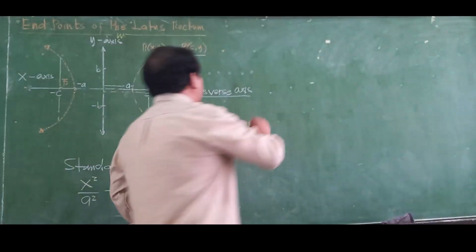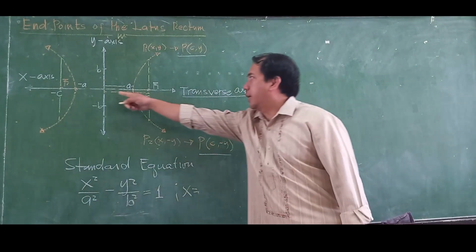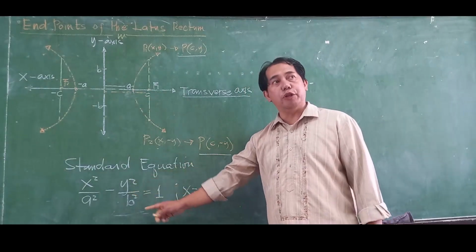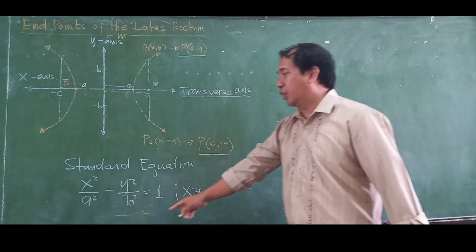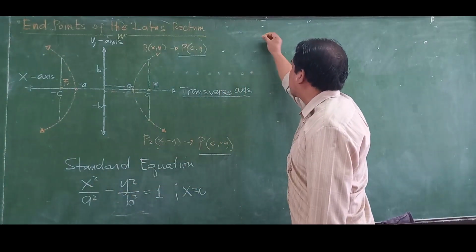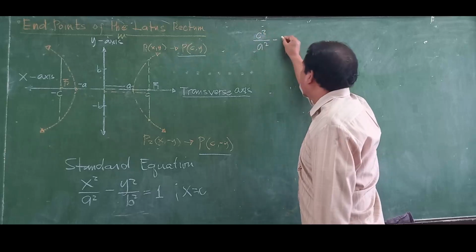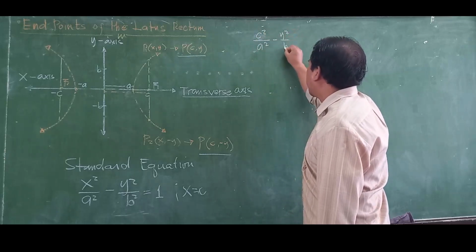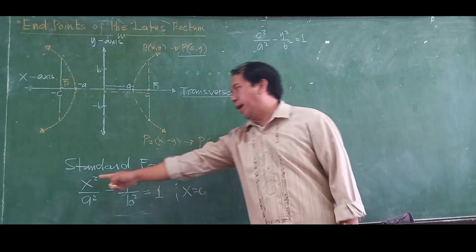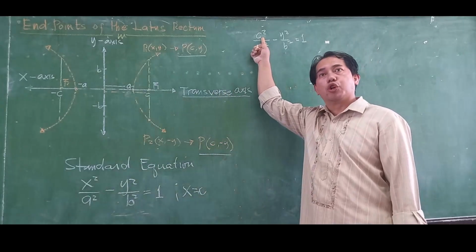Now let's try it here. Notice that in our standard equation, what is our X? That is C. So by substitution, we replace the value of X with C. We have an equation C raised to 2 over A raised to 2, minus Y raised to 2 over B raised to 2, equated to 1. What did we do? We replaced X with its value, which is C, by substitution.